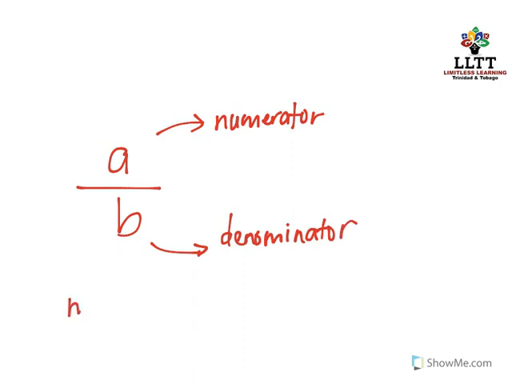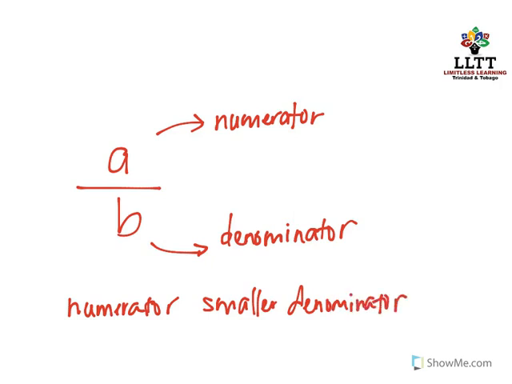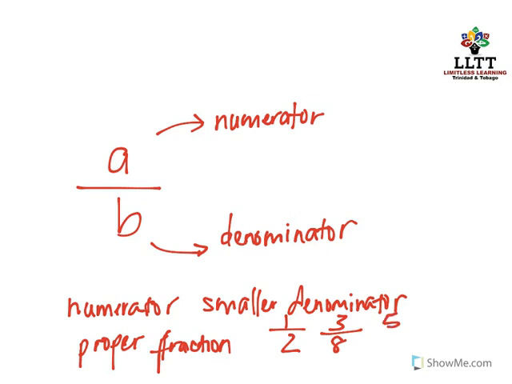If your numerator is smaller than your denominator, then we're talking about a proper fraction. So this is known as a proper fraction. And examples of these will be like 1/2, 3/8, 5/11, maybe 1/18. So the number on the top is smaller than the number on the bottom, proper fraction.